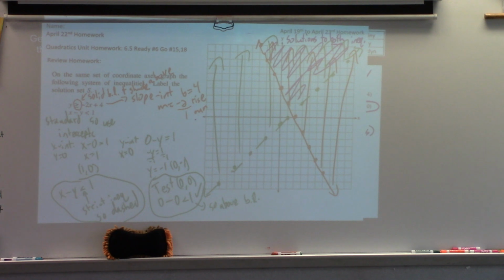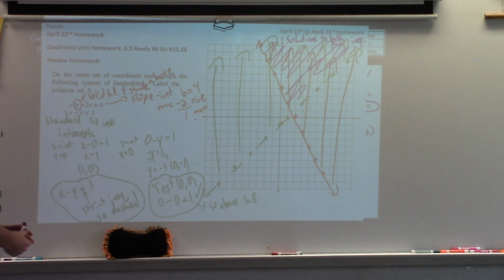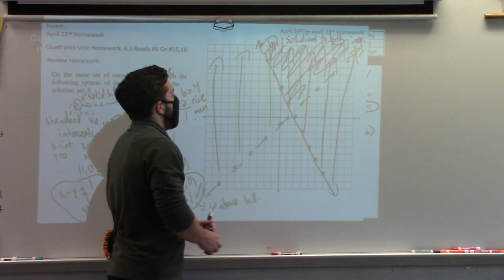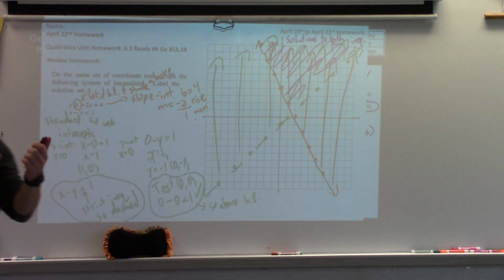Yes? How do we know if we're supposed to shade it down or shade it up? So that's kind of what we were just talking about. Once we create our boundary lines, we ask, where do we need to shade? For the first one, we know it's in slope intercept and it's greater than, so we can automatically shade up. If we aren't sure, we can test a point. We can test any point technically on the graph, but if we tested a point above this boundary line, it would make the inequality true, and so we'd shade up. Same for the second inequality.